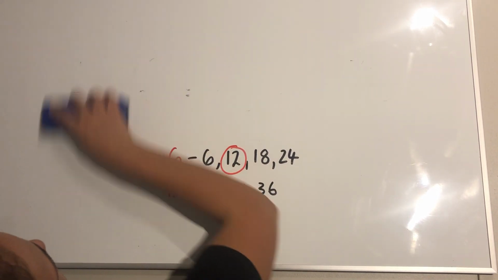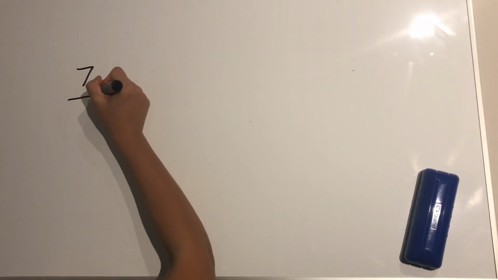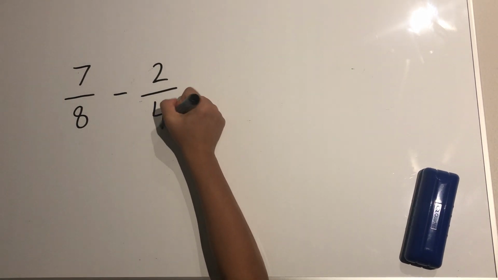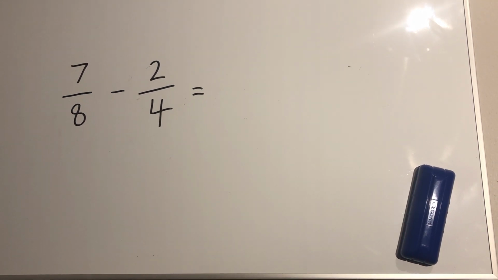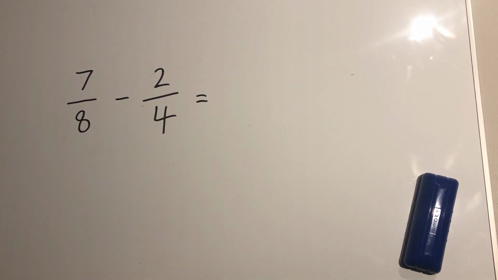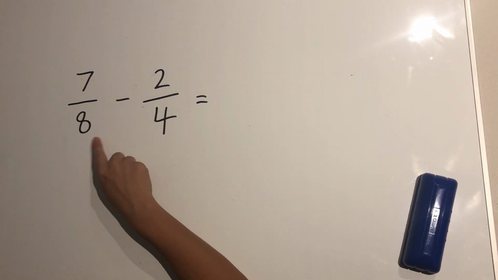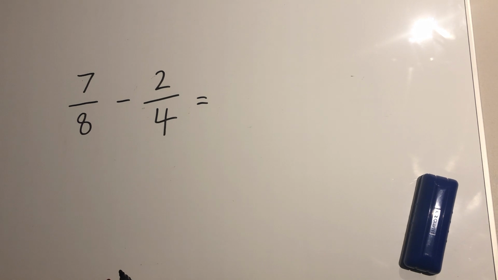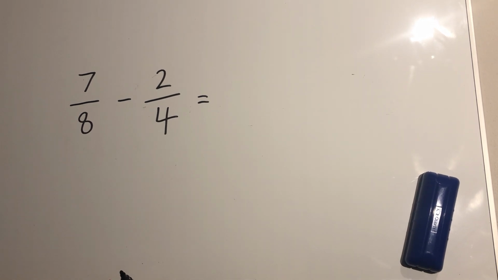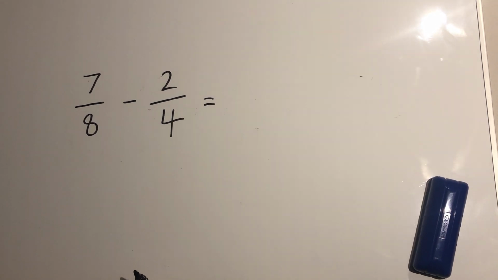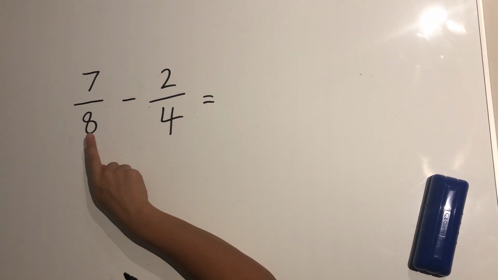Let's do a few more so we get the hang of them. Our next one is 7 eighths subtract 2 over 4. So first step is we need to change our fractions to equivalent fractions with the same denominators, because here we've got 4 and 8 as our denominators. A trick that I always do is I always check, does the smaller denominator go into the larger denominator? So here, does 4 go into 8?